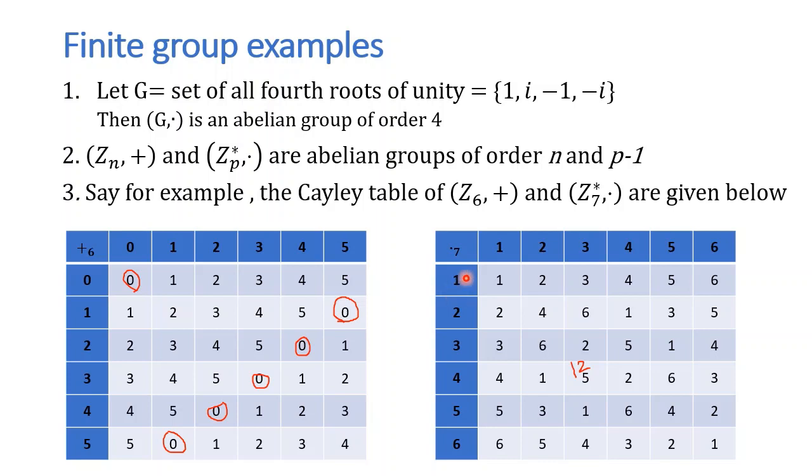After you have found the identity element, it is easy to find the inverse of each element. Correspondingly you find a 1 here. The inverse of 1 is 1. The inverse of 2 is 4. The inverse of 3 is 5. This is the multiplicative inverse. The inverse of 4 is 2. The inverse of 5 is 3. The inverse of 6 is 6.